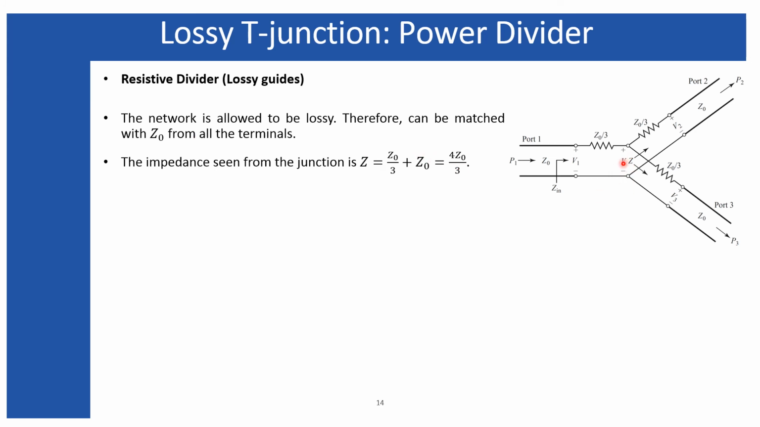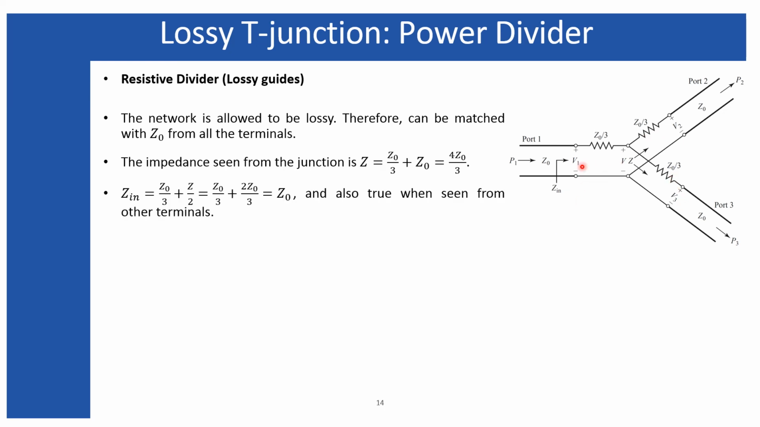Now when you are looking from the junction, since each of these guides has a characteristic impedance equal to Z0, the equivalent impedance Z when you are looking from this terminal can be written as Z0 divided by 3 plus Z0, because Z0 divided by 3 is in series with the characteristic impedance Z0 of this guide that appears across it. So that will make 4 times Z0 divided by 3. This is the equivalent impedance for each of these guides.